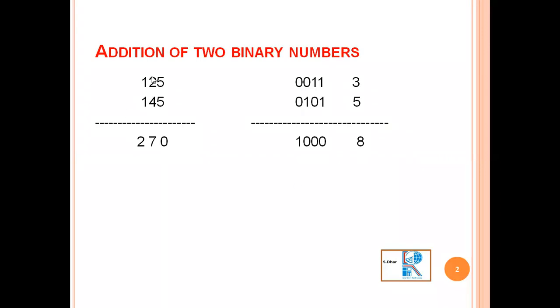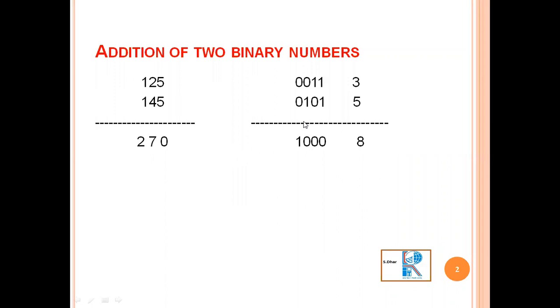Clear? Now if I look at simple addition, how do we do the addition? Suppose 125 plus 145, we are adding these two numbers. First we have to add the right hand side digits, called the least significant digit. So 5 plus 5 is 0, carry 1. Then we add the carry: 4 plus 2 plus carry is 7. Then we add the most significant digit, 1 plus 1, 2. So this is the technique for addition of two decimal numbers.